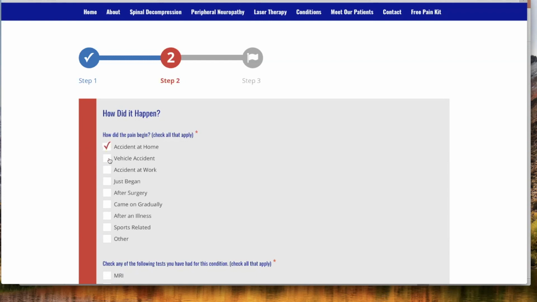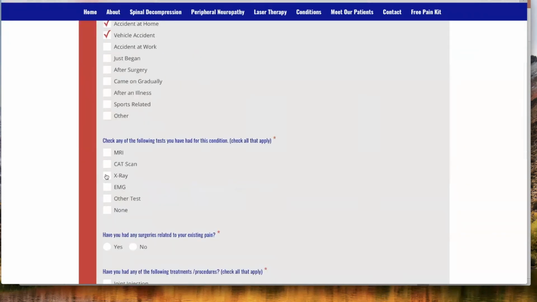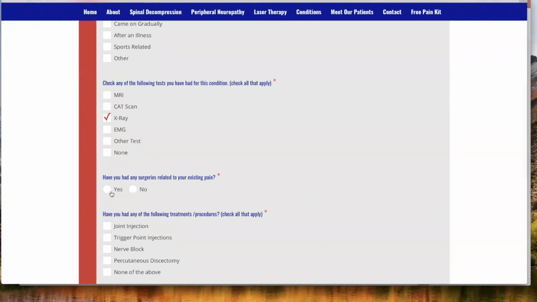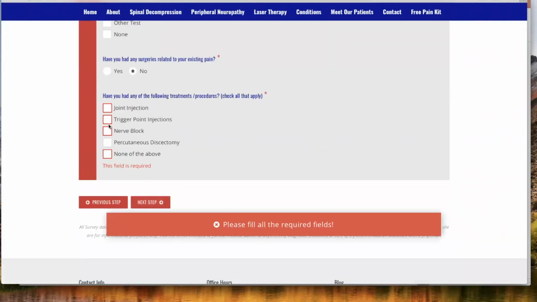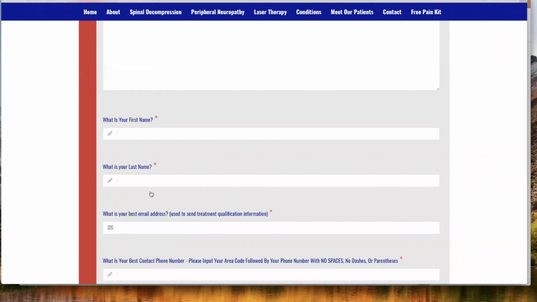Now, the same is true here. We fill it out, and again, you'll notice, have you had any surgeries? And if you don't fill it out, watch what happens. You can't get to the last page unless you fill it out.